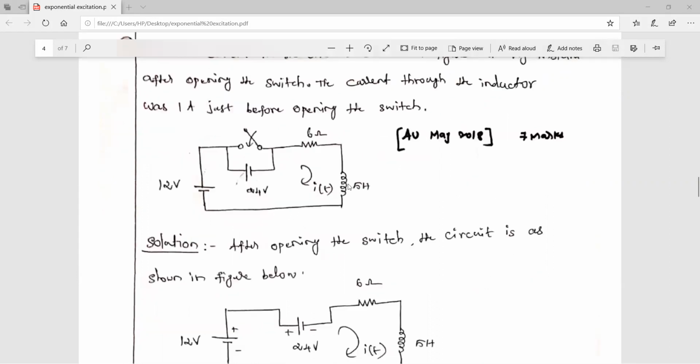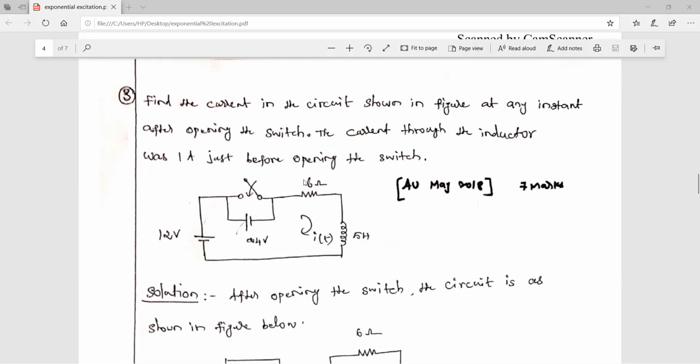Here one RL circuit is given. The RL circuit is connected with two batteries, so these are DC voltage sources. Two DC voltage sources, 12 volt and 24 volt, are connected through this RL circuit. But here this 24 volt battery is connected in shunt with one switch. So depending upon the switch position, this battery may or may not be connected to this RL circuit.